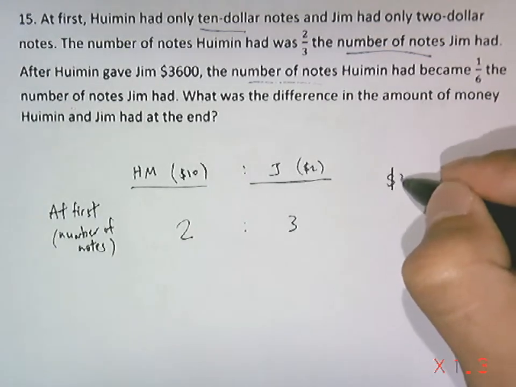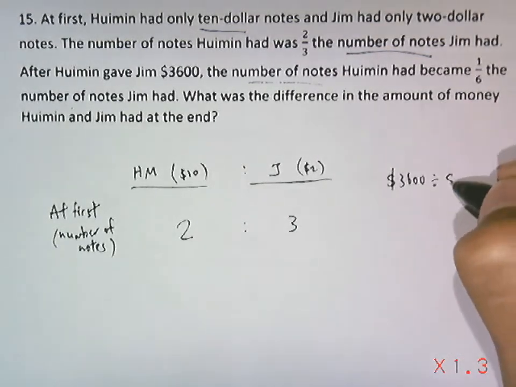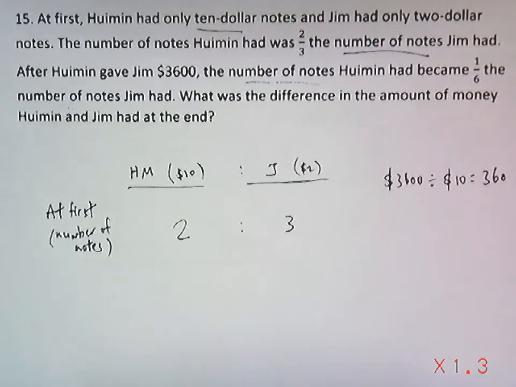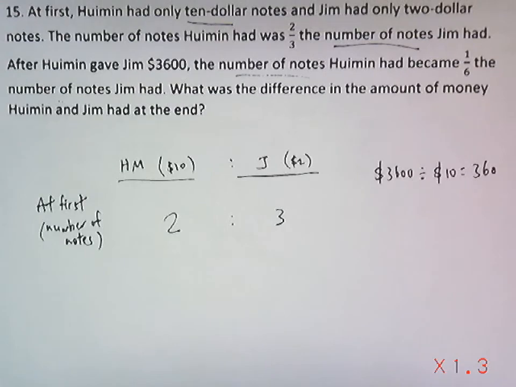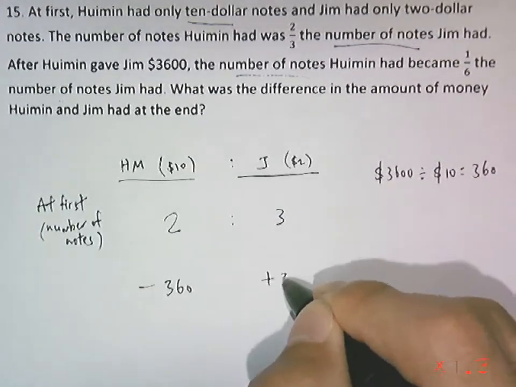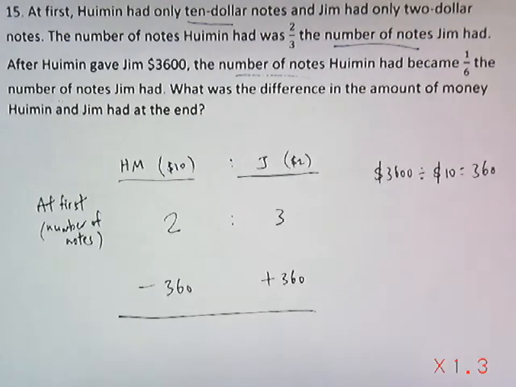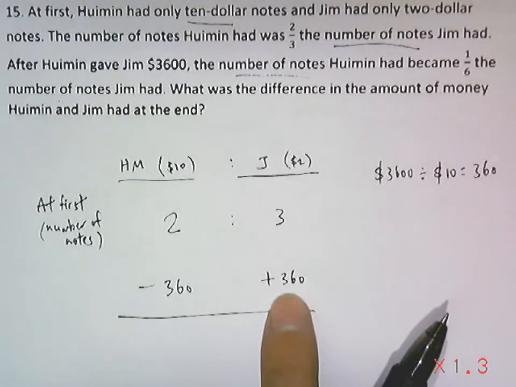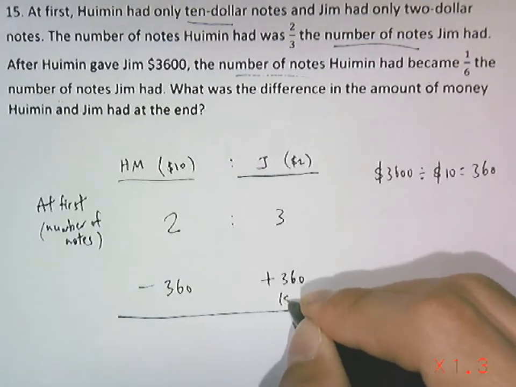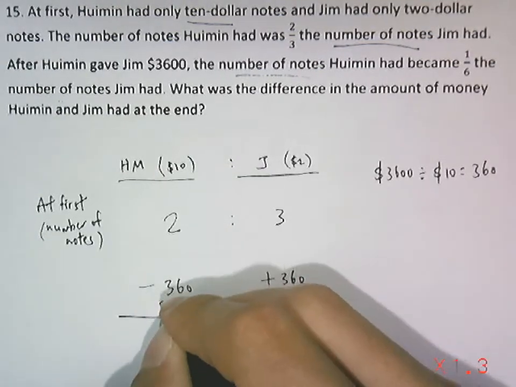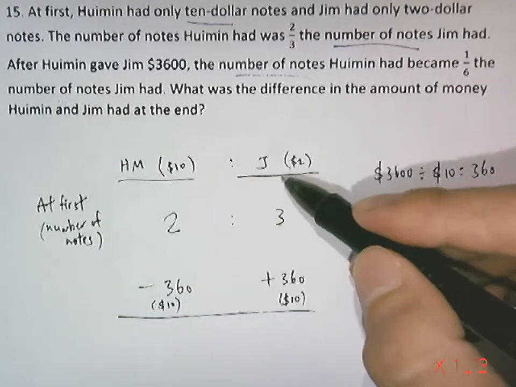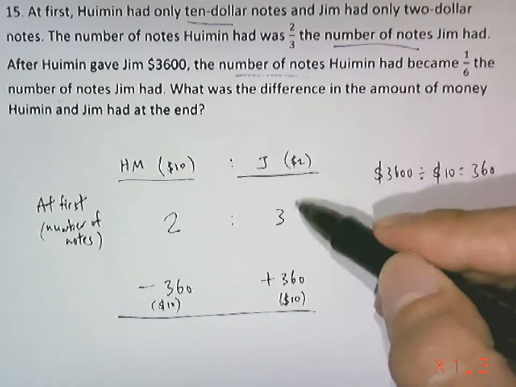Since Hui Min only had $10 notes, the $3,600 means she passed him 360 pieces of notes. So minus 360 here, and I add 360 here. This is just the number of notes. All of this 360 is in $10 form, all this is also in $10 form, all this is in $10 form, but only these 3 units are in $2 form.